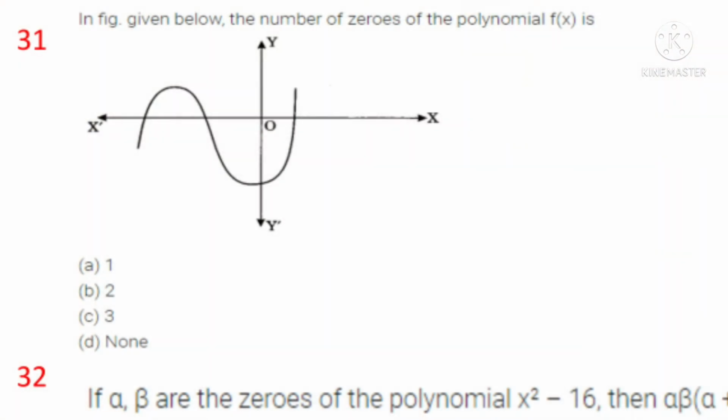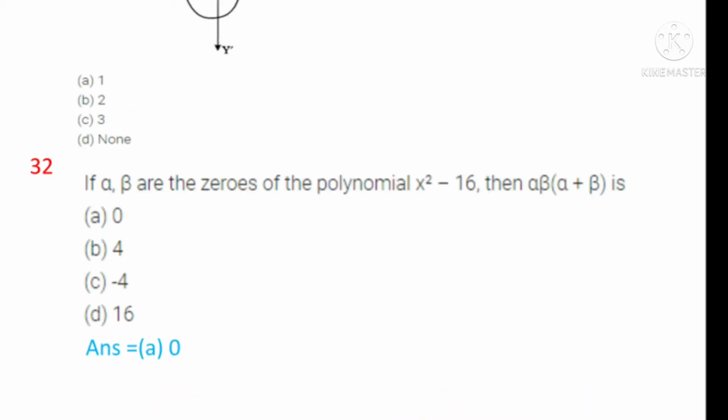Question number 31. In the figure given below, the number of zeros of the polynomial f of x is. So it is very clearly evident that the graph is intersecting the x-axis only at 3 points. Therefore, it will have 3 zeros.